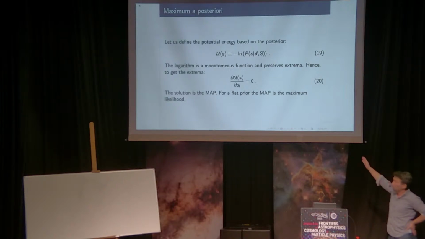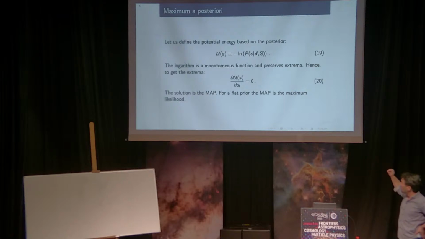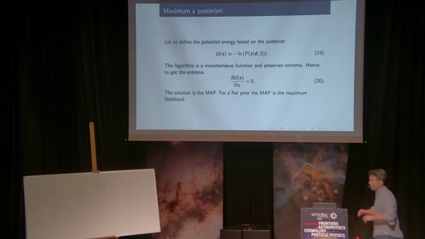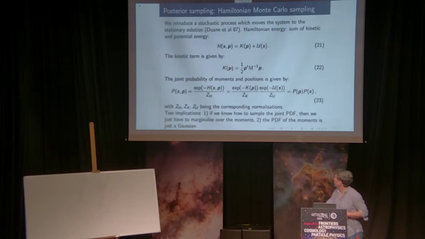Then you can try to find the maxima by taking the partial derivative with respect to your signal and equating this to 0. That is the equation you want to solve, and by different choices, you can solve that.